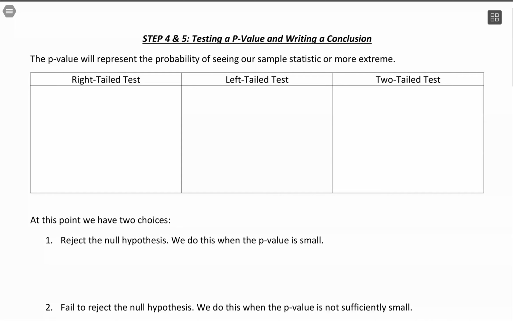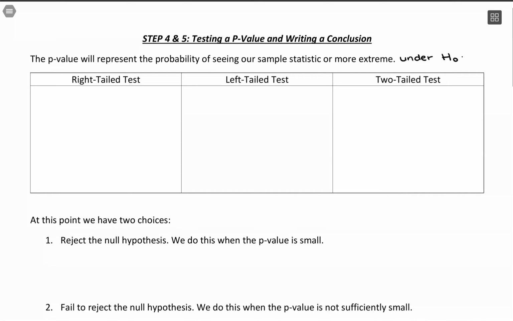So before calculating the p-value, we need to keep in mind what type of test we are doing. So we know that we're calculating the probability of seeing our sample statistic or more extreme, correct? One little piece I want to add here: the p-value will represent the probability of seeing our sample statistic or more extreme under the assumption that the null hypothesis is true. So under that null hypothesis, that's very important, we're building it all around the assumption, and then we want to see how extreme our sample statistic is.